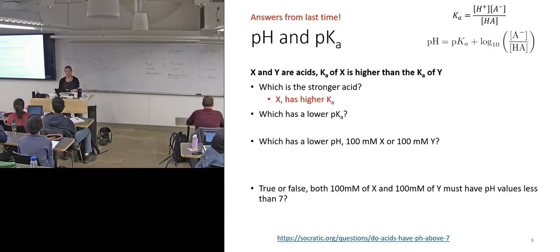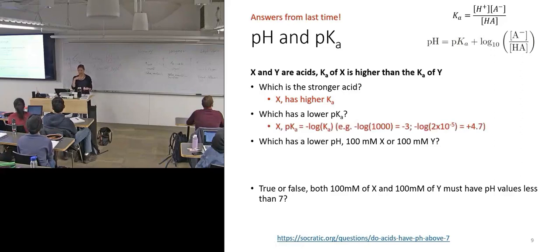Which has a lower pKa? Also X. So again, go ahead and think through it. I just put for us here, 1,000 was approximately the Ka of HCl, and 2 times 10 to the negative fifth was approximately the Ka of acetic acid. So I just threw some numbers in and did an example. Since it's the negative log of the acid dissociation constant, pKa will be lower for our stronger acid.